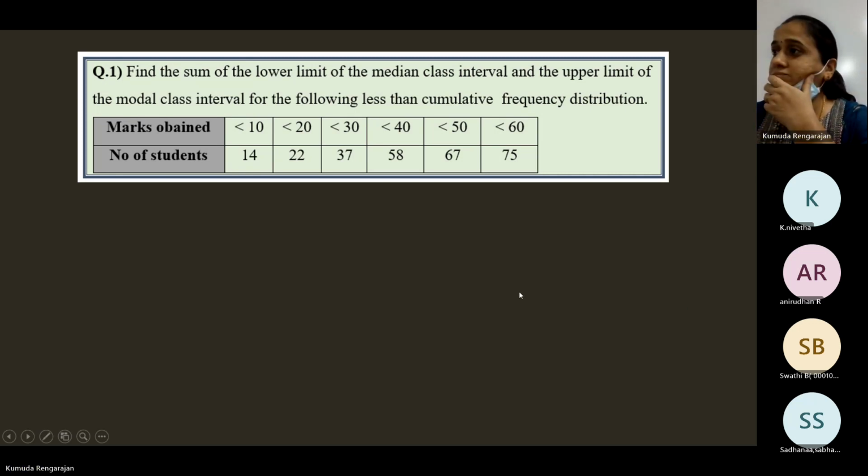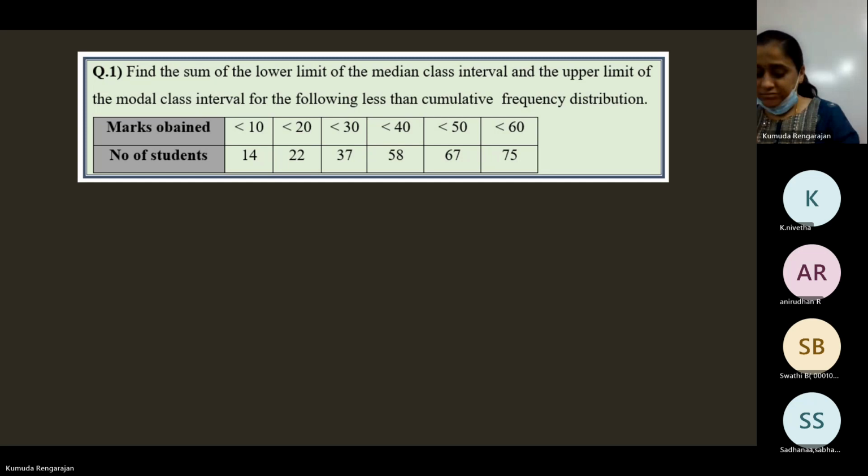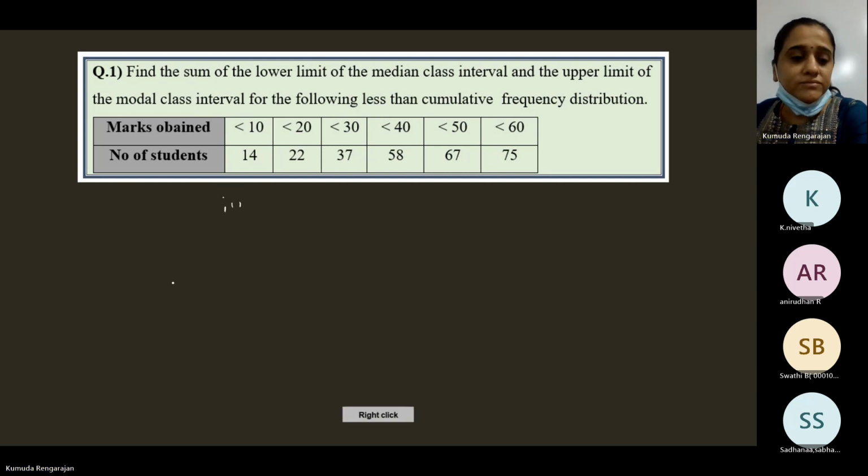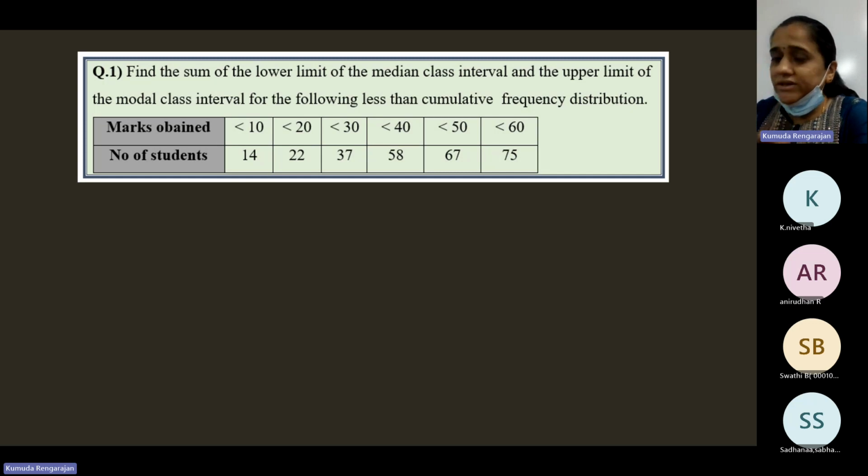Yeah, ready? So tell me the class intervals. 0 to 10. Now, this is the less than cumulative frequency distribution, so those are the upper limits. What you see with the less than symbol are the upper limits. So upper limit 10, 20, 30, 40, 50, 60. So 0 to 10, 10 to 20, and so on. What about the frequencies? 14, 8. Loud. Correct. And what's the final answer?